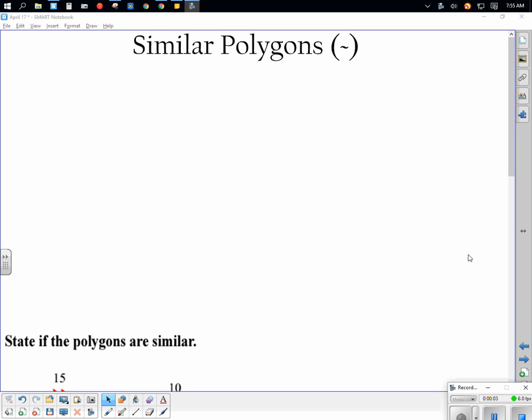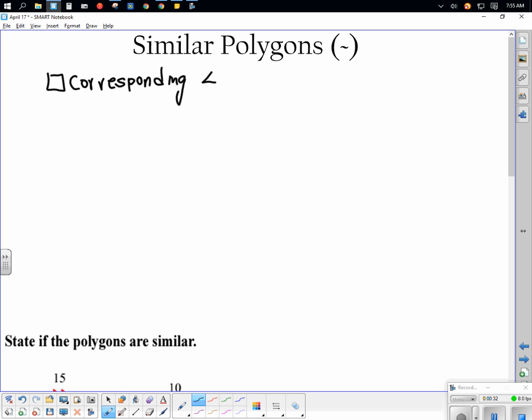In this video, I'm going to show you what similar polygons are, and the symbol for similar is this symbol right here. There are two conditions for similar polygons. Condition number one is corresponding angles. And remember, corresponding means that they're in the same relative position. So corresponding angles will be congruent. That is condition number one. All corresponding angles should be congruent.